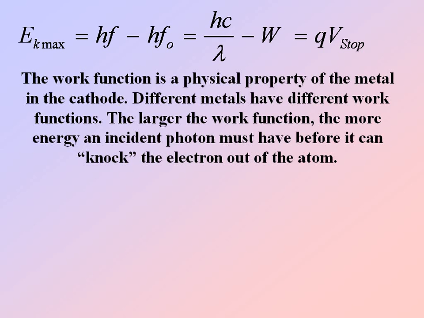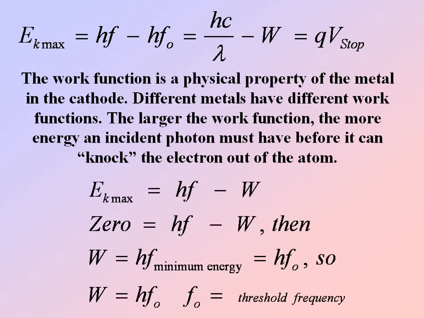Each metal has its own distinct work function. The work function is a physical property. It depends on how close the atoms are and how tightly they hold on to their electrons. So different metals have different work functions. If the incoming light, hf, has the same energy as is required by the work function, then the ejected photoelectron will have an energy of 0. And at that point, we say that W is equal to the hf minimum, or we call it hf0. So f0 is called the threshold frequency.